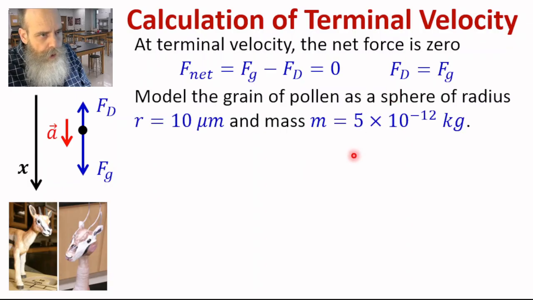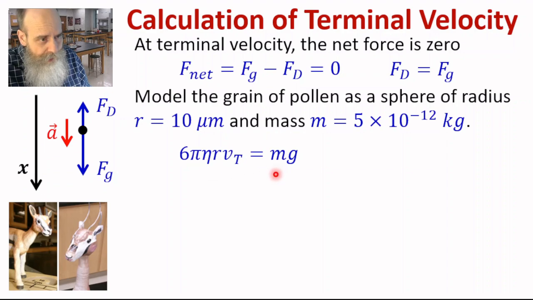Now let's model the grain of pollen as a sphere of radius r equals 10 micrometers and a mass of m equals 5 times 10 to the negative 12 kilograms. So this is how we can write the drag force for viscous drag: 6 pi eta r Vt. So eta is the viscosity of air, and mg is the force of gravity.